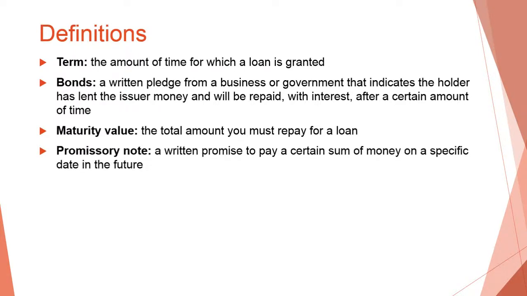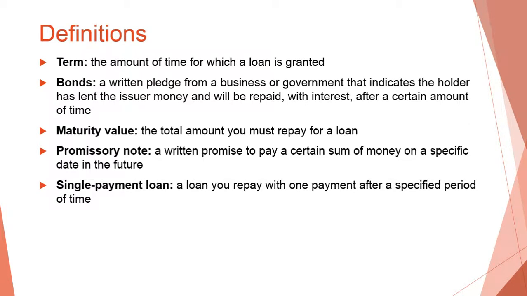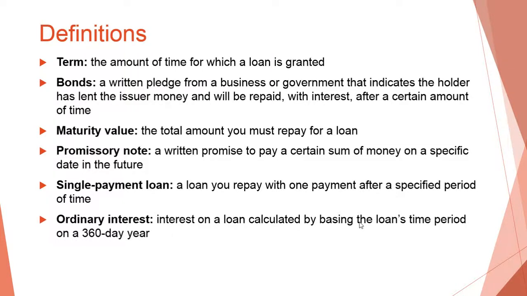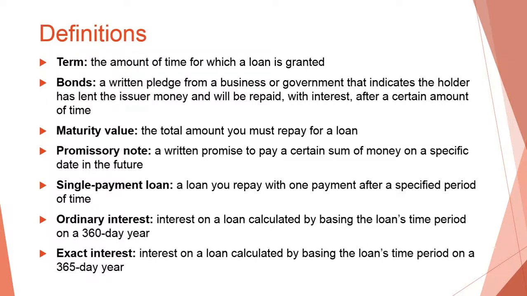Promissory note is a written promise to pay a certain sum of money on a specific date in the future. Single payment loan is a loan you repay with one payment after a specified period of time. Ordinary interest is interest on a loan calculated by basing the loan's time period on a 360-day year. Exact interest is interest on a loan calculated by basing the loan's time period on a 365-day year.